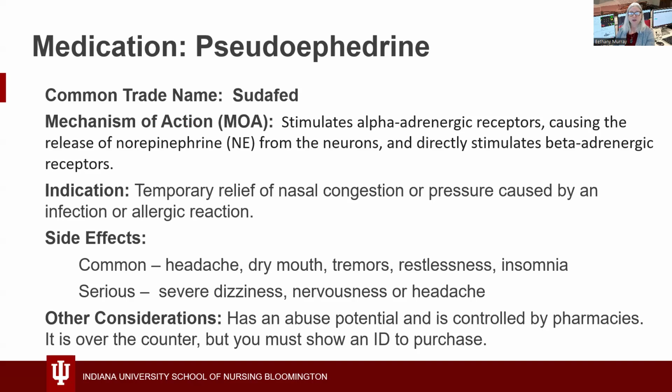And then serious side effects, severe dizziness, nervousness, or headache. And I would also say that a slight elevation in blood pressure and heart rate. So typically we do advise people with hypertension, especially if it's poorly controlled hypertension, not to take decongestants that are sympathetic nervous system agonists.